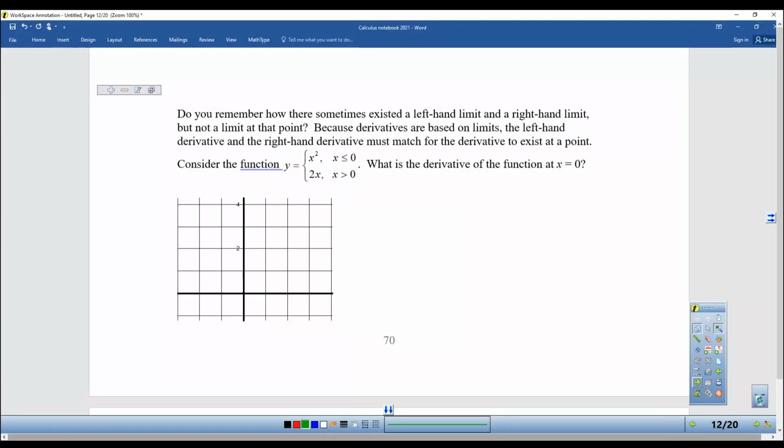All right. Hopefully you remember that in order for there to be a limit, the left-hand limit and the right-hand limit had to agree. And that's what a limit was. This exact same thing is true for derivatives. The left-hand derivative and the right-hand derivative must match. So let's graph this real fast. 0, 0, 1, 1, 2, 4 as it comes in from the left. And then on the right, it's 2x, which looks like that.